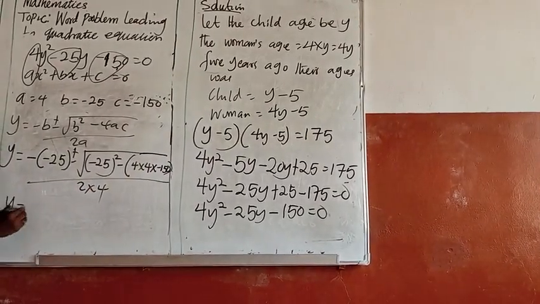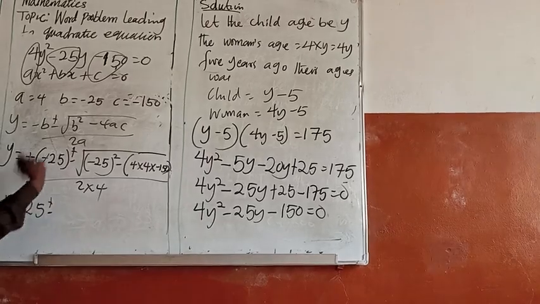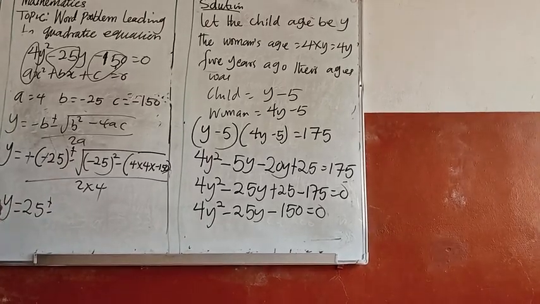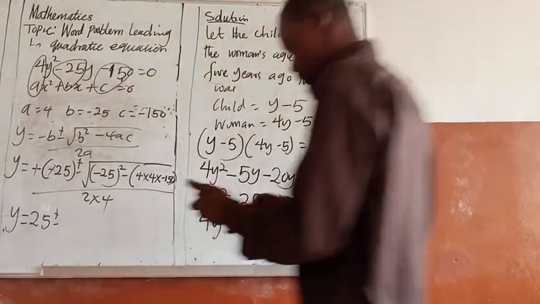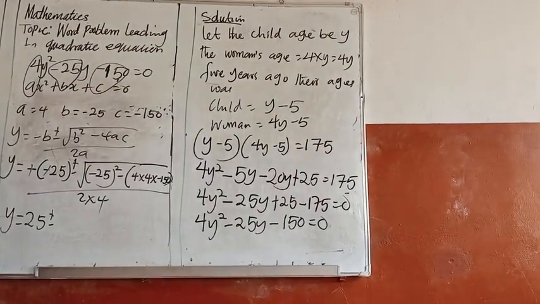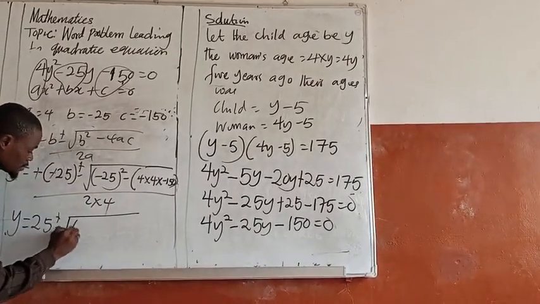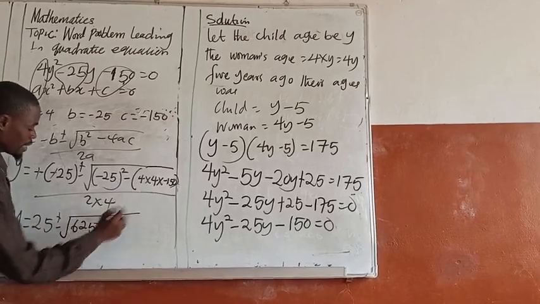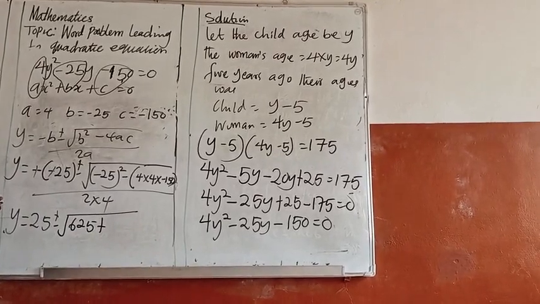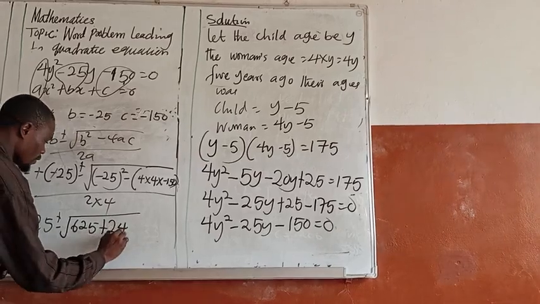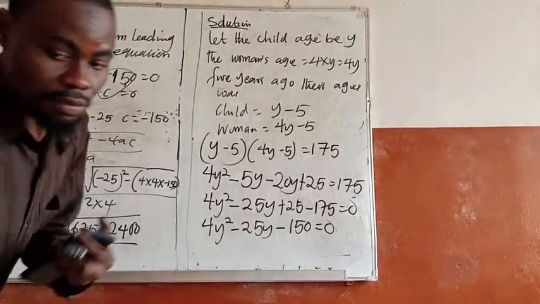We now have Y is equal to minus minus, so we have 25, positive negative, minus 25 squared is the same thing as 25 times 25. And 25 times 25 is 625, if I'm not mistaken. 25 times 25 is 625. The square root of 625, minus times minus is plus, 4 times 4, 16 times 150. That is 2,400, all over 8. So this is what we have. We continue from here.